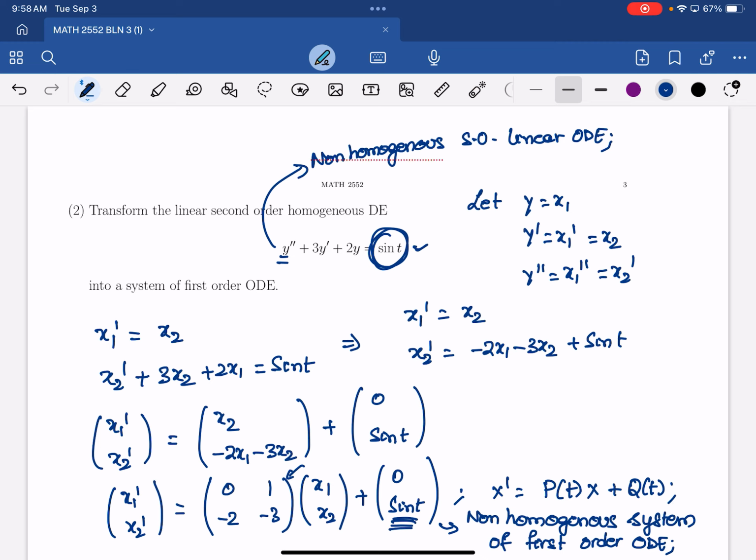If I have a homogeneous differential equation, when I transform it, I get a homogeneous system. If I have a non-homogeneous differential equation, when I transform it, I get a non-homogeneous system. That's all I'm trying to say.